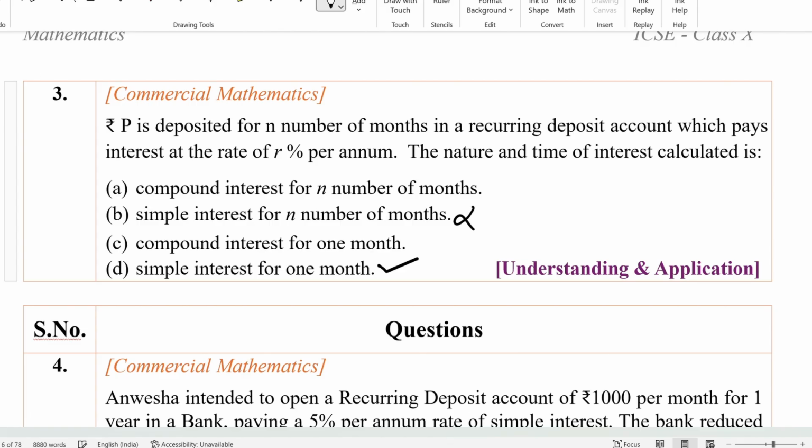Simple interest for n number of months is wrong. In RD there is no compound interest, only simple interest. The formula interest equals PRT by 100 is not used in RD. So the answer is simple interest for 1 month.